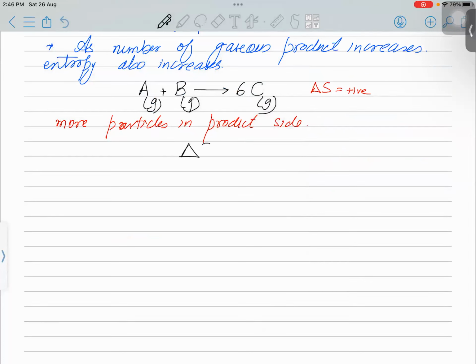Now, the formula of entropy change is summation of S product minus summation of S reactant, just like enthalpy, as we did earlier. So delta S is equal to S product minus S reactant.